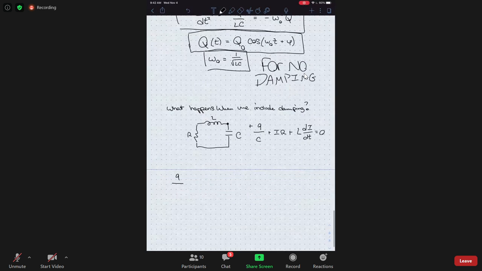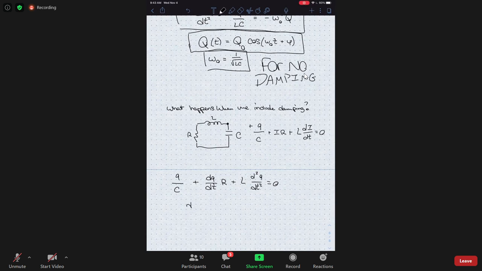So I have Q over C plus dQ over dt R plus L d squared Q over dt squared equal to 0. So now we're once again going to have a differential equation, but it's going to be a little more complicated this time because now there's a damping term. I'm not sure if any of you have taken a differential equations class, so this is going to seem brand new, and I'm going to show you how to actually solve this type of problem, because the way it comes up in the textbook, it's a little confusing. It just tells you what it is. I don't want to do that to you guys. I want to show you for the first time where this actually comes from.